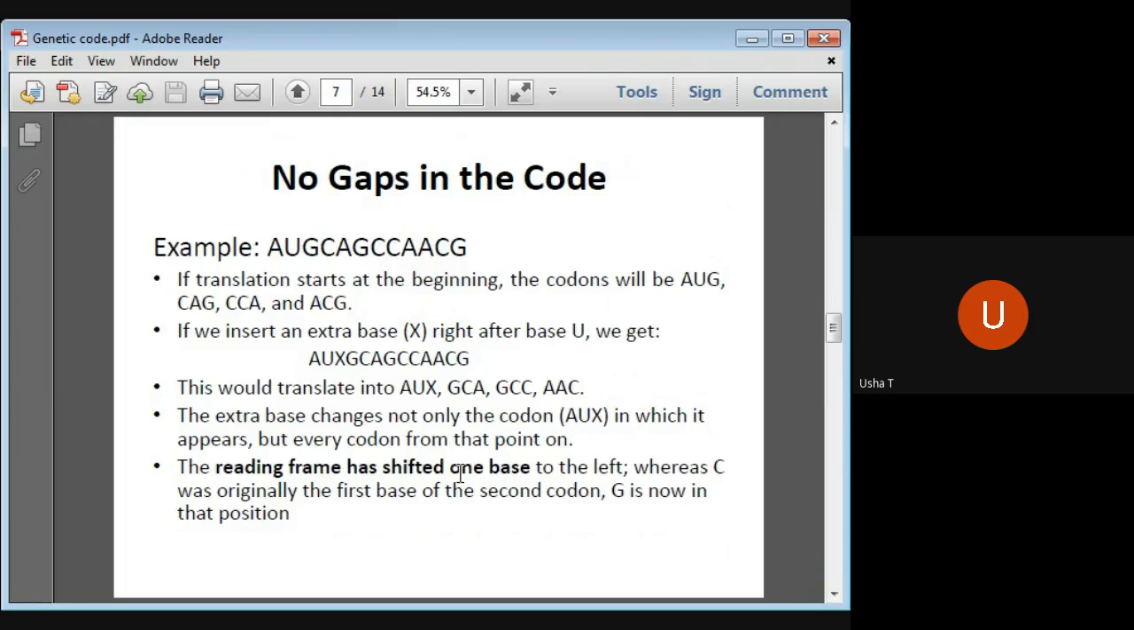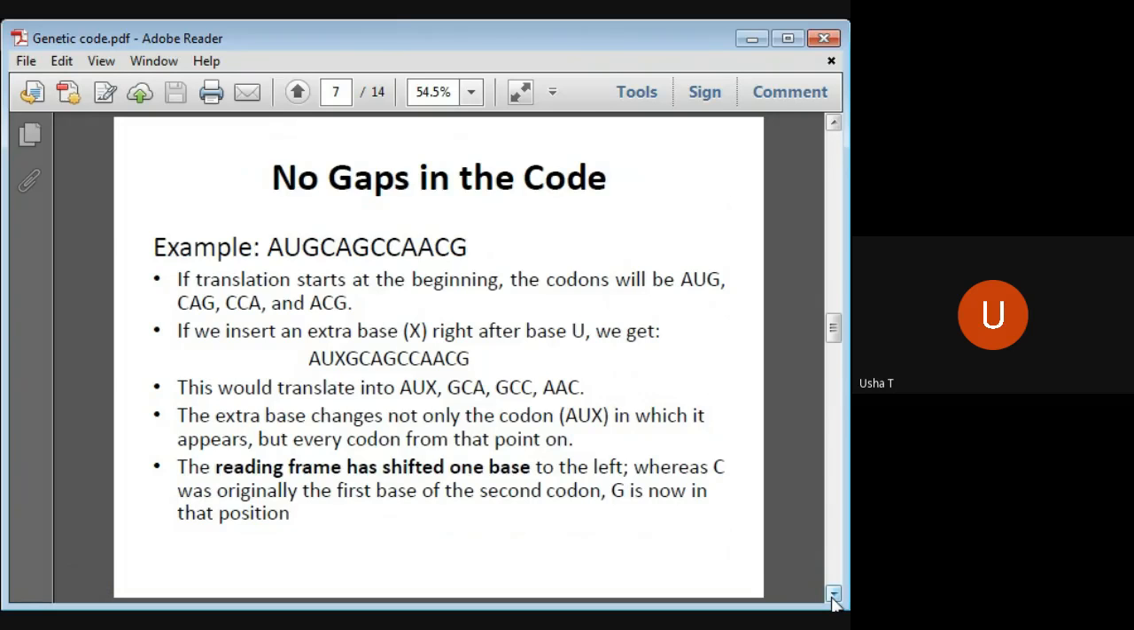The reading frame has shifted one base to the left. So what happened? The reading frame has shifted. Whereas C was originally the first base of the second codon, and G is now in that first position. So you can see that it has changed. C was the first base in the second codon, but the same C has changed to the second position in the second codon after we have introduced an extra base. Okay.